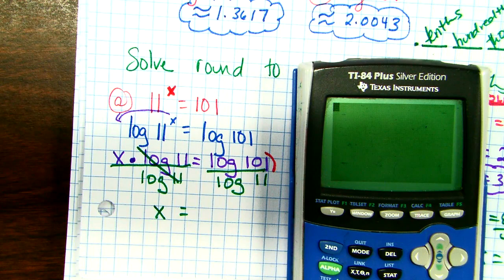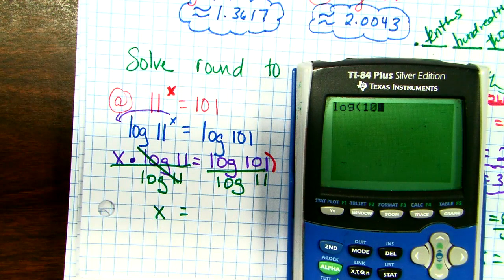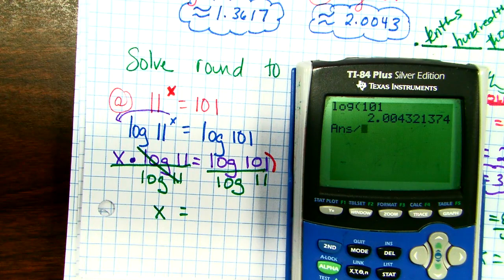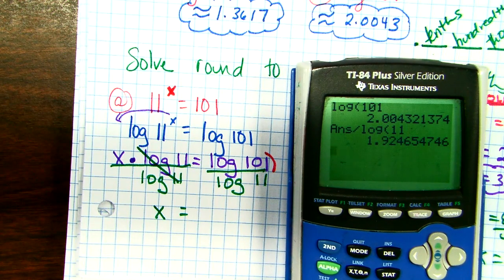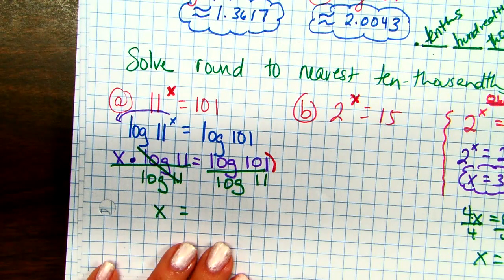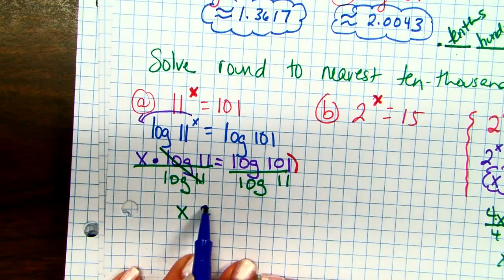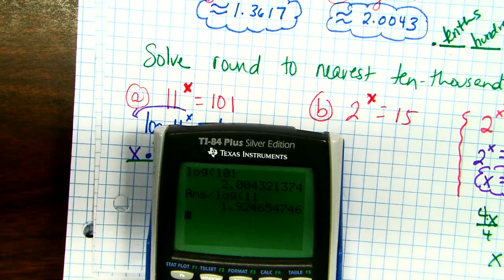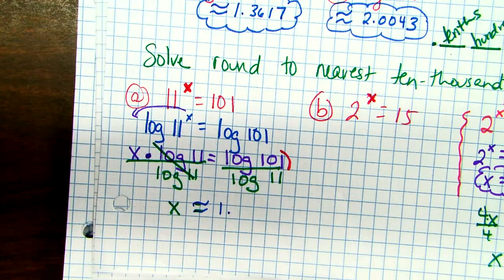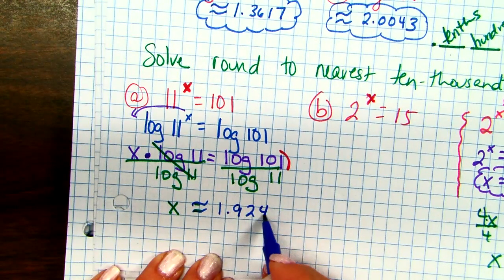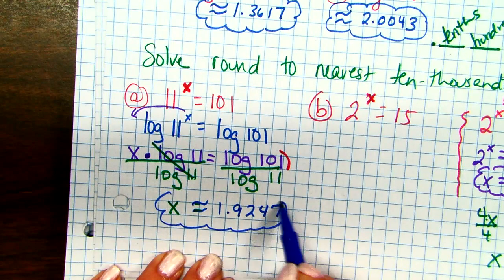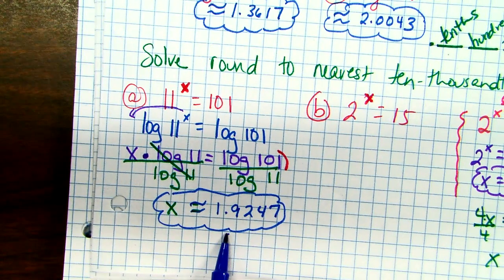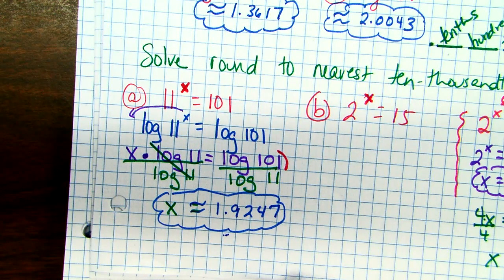Or another thing you could do is hit enter. So you could do log 101, enter, divided by log 11, enter. And then round to 4 decimal places. So that would get us approximately 9246. The 5 to the right of the 6 is the boss. The 5 tells the 6 to go up. So most of the time you're going to get yucky decimals on these. You're not going to get just 5. Could you? Sure, you could. But most of the time you're not.